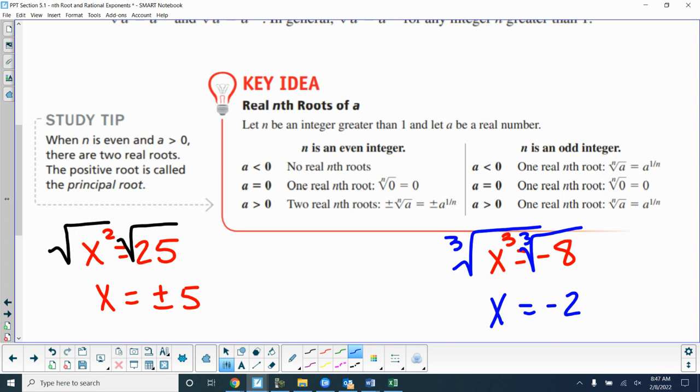Even index, negative number, no real roots. Whenever there's 0, even or odd, the answer is 0, right? When it's even and you have a positive number under the radical sign, there's 2, a positive and negative answer. For the odd ones, there's always one real root. Okay? Odd index, whether it's negative, 0, or positive.